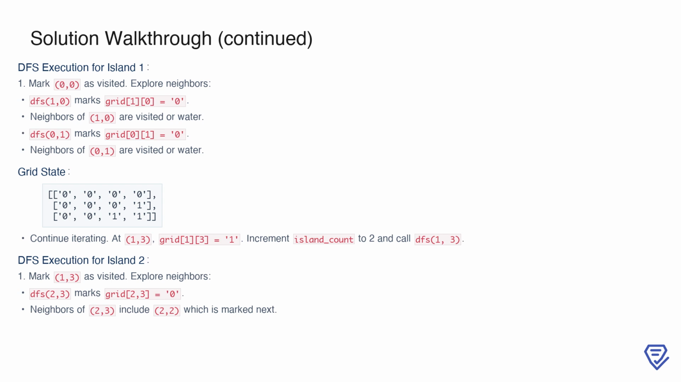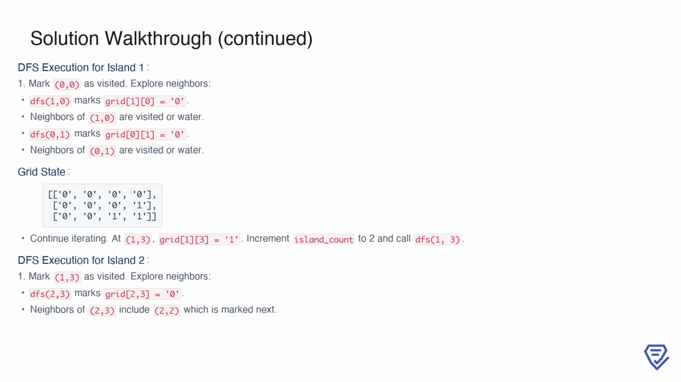The updated grid now shows that a new 1 is present at position (1,3). This marks the beginning of the second island. We increment island_count to 2 and initiate a DFS call at (1,3). In this traversal, DFS(1,3) marks (1,3) as visited and explores its neighbors.